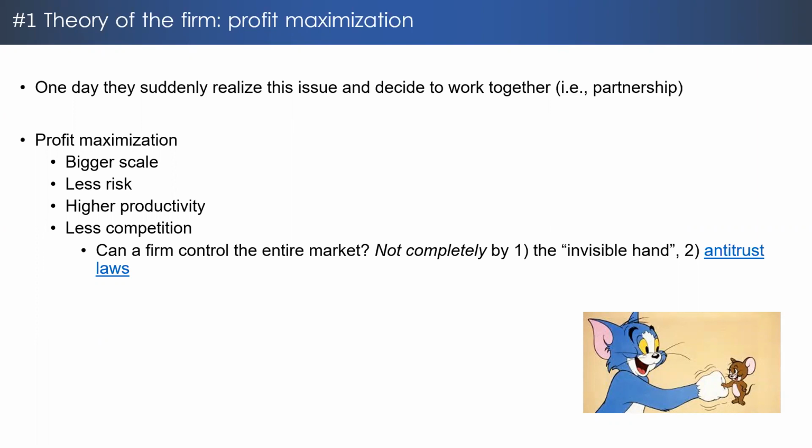Okay, so that gives us the first reason why we have a firm to start with. If you have a goal to maximize the profit of the business, meaning through certain ways like increasing the scale, reducing the risk, increasing your efficiency in production, and of course reducing competition, if these are all the ways for you to increase your profit, then maybe a firm makes more sense than competing with others like individuals.